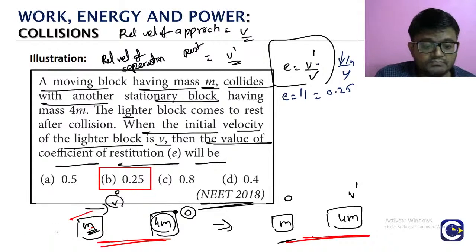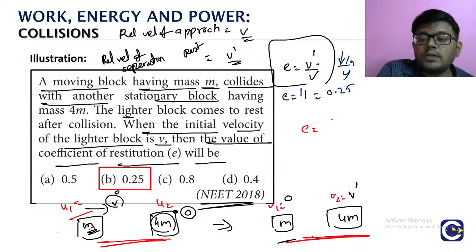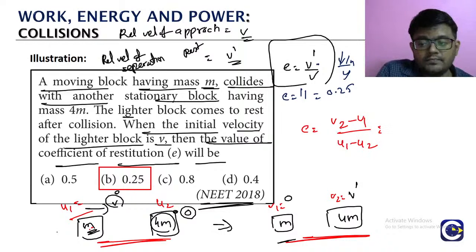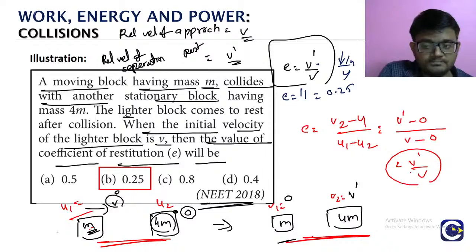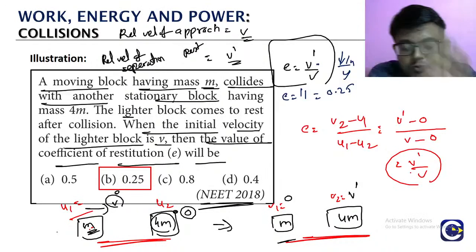So u1 is v, u2 is 0, v1 is 0, v2 is v dash. What is the formula we have? E is equal to what? E is v2 minus v1 by u1 minus u2. So v2 is v dash minus v1 which is 0, divided by u1 which is v minus u2 which is 0. So what is it? V dash by v. We use the formula as it is.